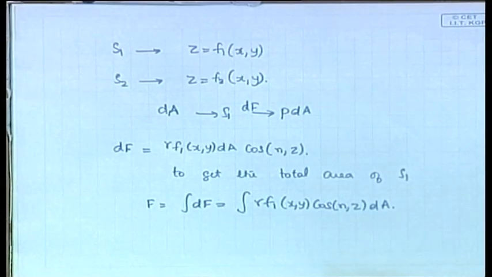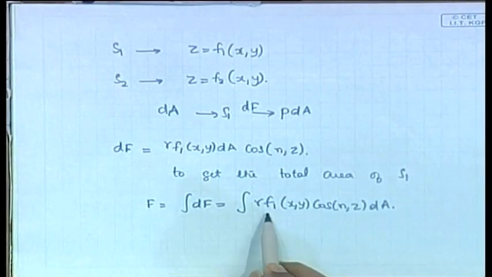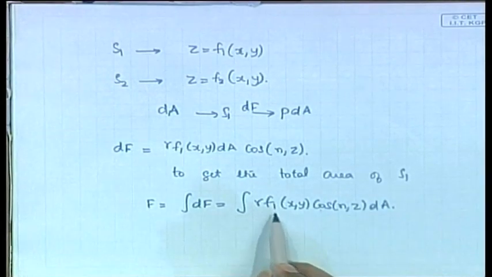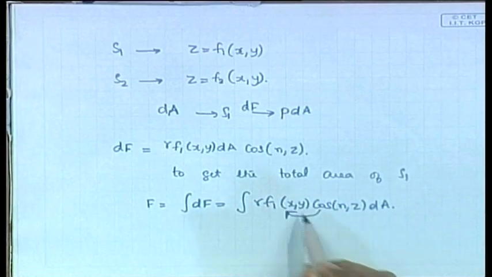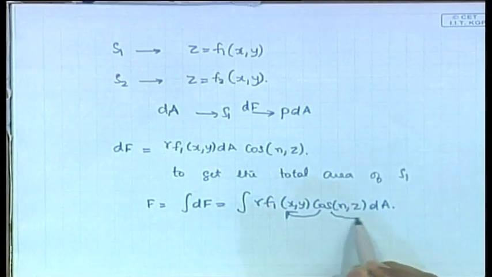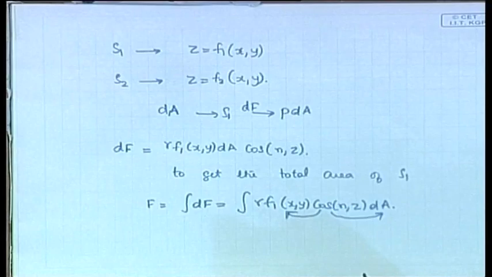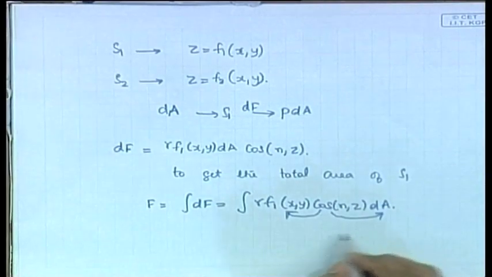Now, there is another way to write this. Instead of multiplying with the cos with this expression, this cos can be multiplied with dA. If you multiply dA with cos, what will you get? It is dx into dy. Just think over it. It is dx into dy, right?